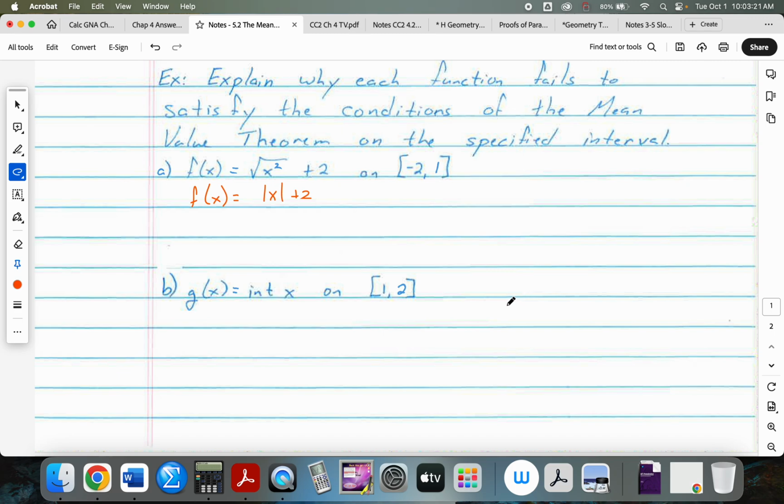So that's just this absolute value function moved up to, on the interval from -2 to 1, f is continuous on the closed interval from -2 to 1, but not differentiable on the open interval from -2 to 1, specifically at x is 0.